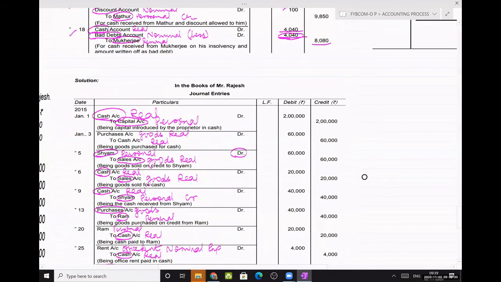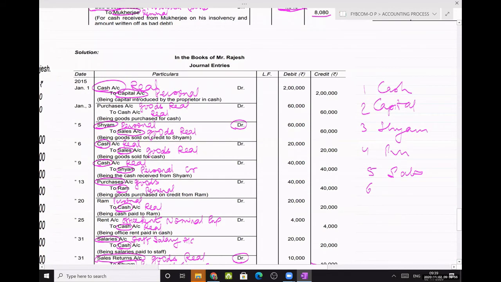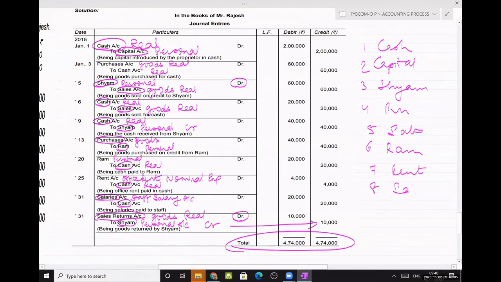अब, look into these journal entries and accordingly ledgers बनेगा. तो कौन कौन सा ledger बनेगा? पहला cash. Look into the journal entries and then you can decide how many ledgers you have to prepare. The cash, then capital, second, then Sham ka account, then purchase account, then sales account, sixth, Ram ka account, seventh, rent account, eighth, salary account, staff salary account, ninth, yes, Sham is there.